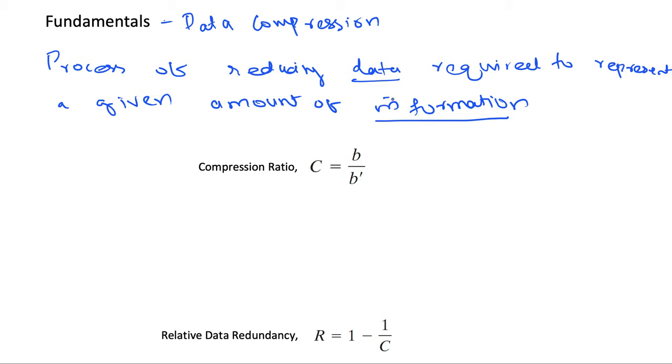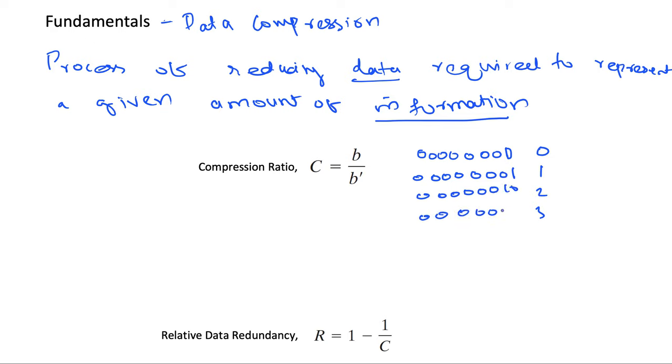If you can reduce the data that is required to represent a given amount of information, then that process is called data compression. Suppose that you need to store, let's say, some numbers like 0, 1, 2, 3. If I'm using an 8-bit representation, the first number will be 0, 0, 0, 0, 0, 0, 0, 0. And the second number would be 0, 0, 0, 0, 0, 0, 0, 1. Then I have 0, 0, 0, 0, 0, 0, 1, 0, then the last one will be 1, 1. So this can be data and this can be information. Information is the same, 0, 1, 2, 3, and I'm using this data to store this specific information.